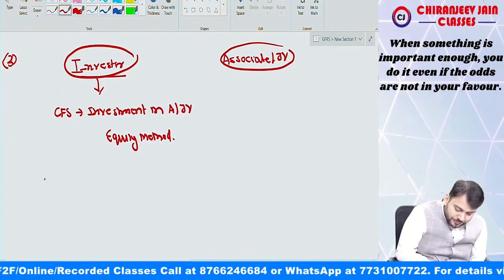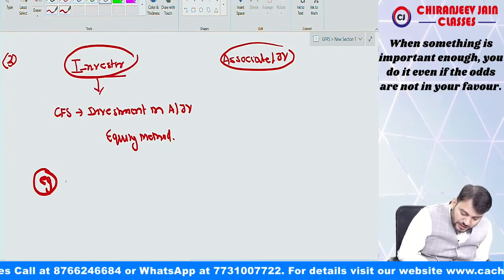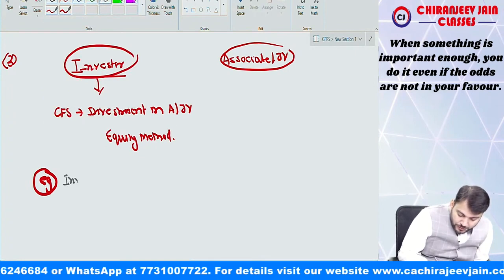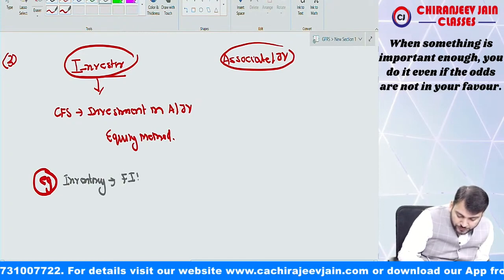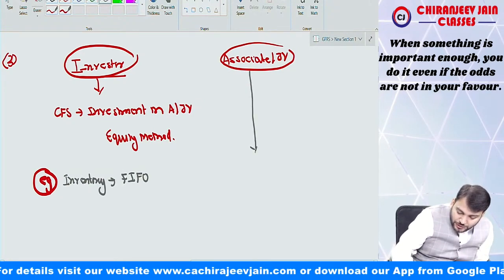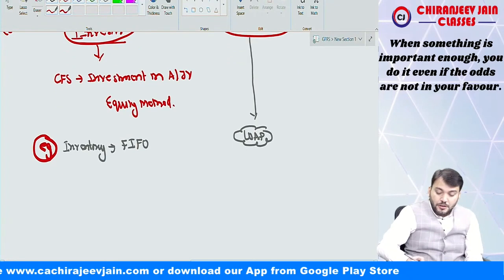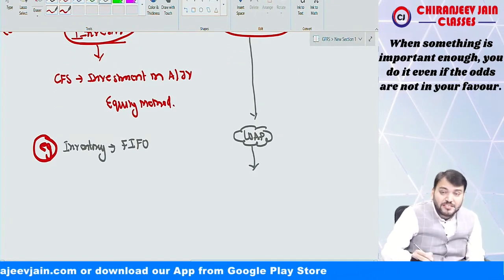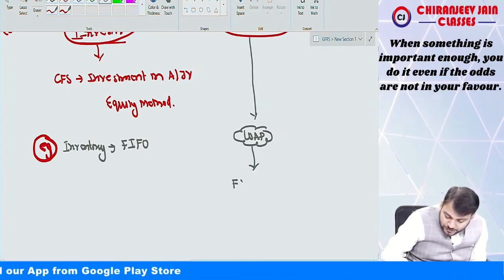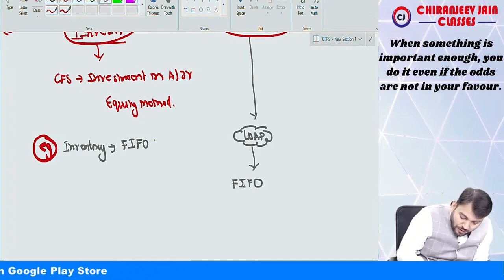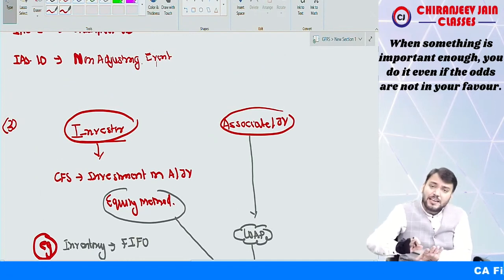Correct now. For example, the investor is using FIFO for inventory valuation, and the associate is using the weighted average price method. Understood? So we need to change these accounting policies for applying the equity method. And for this we need to follow what? FIFO. And then only we can apply the equity method. The same thing is given under Ind AS 28 also.